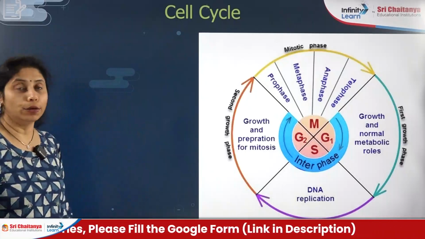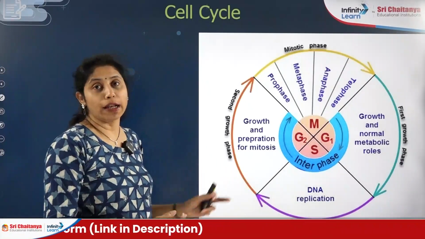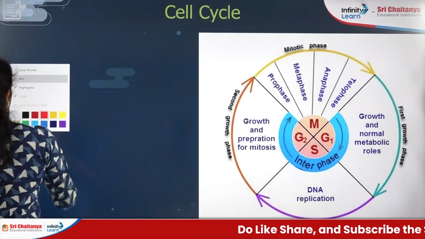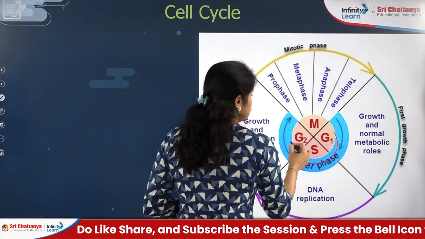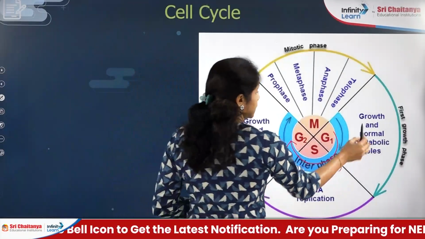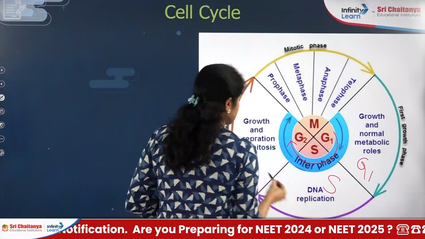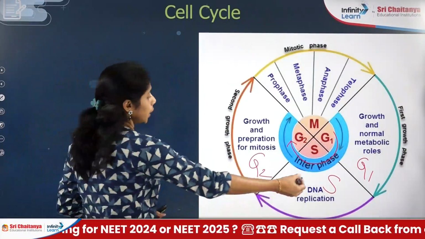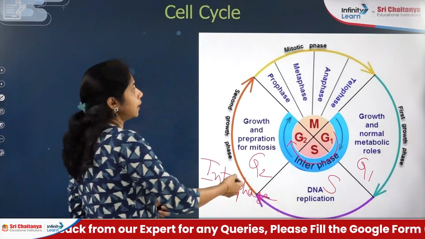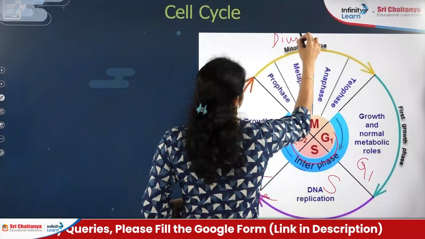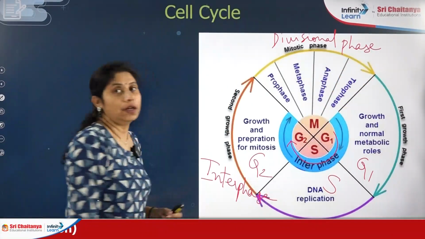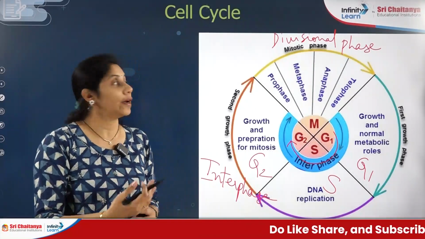In the cell cycle, you know that the cell cycle mainly has two phases. One is interphase and another one is M phase. In the interphase, we have G1, S and G2 phases. Interphase comprises the first G1 phase, then S phase, then G2 phase. These three together are called interphase in the cell cycle. And then M phase is the divisional phase, also called the mitotic phase.